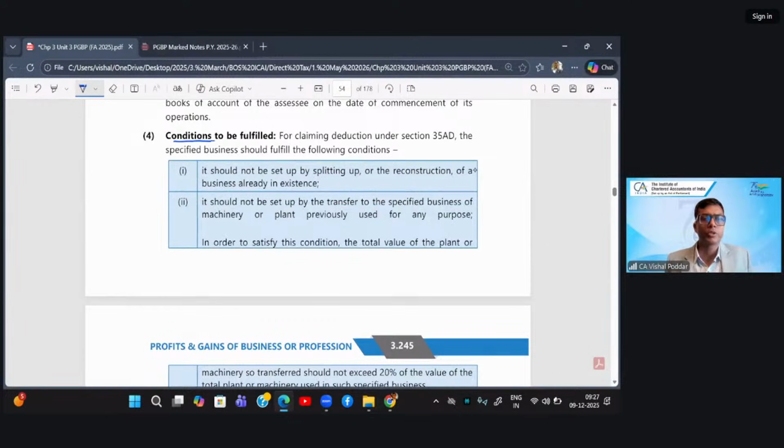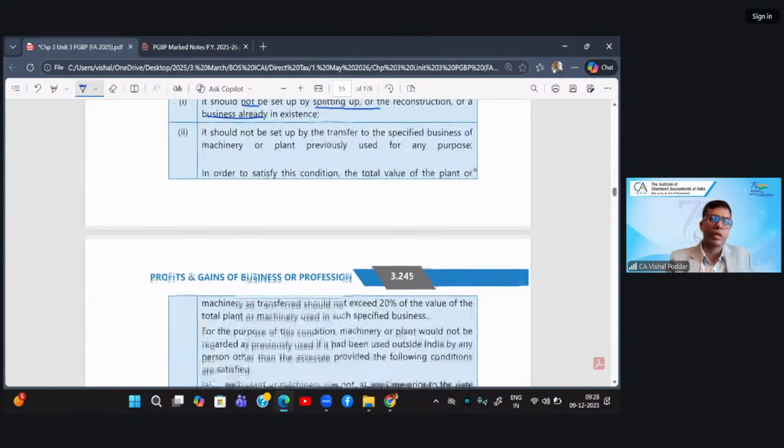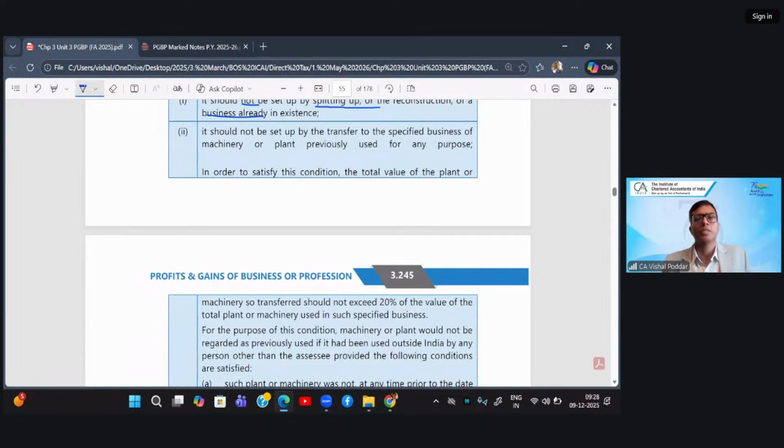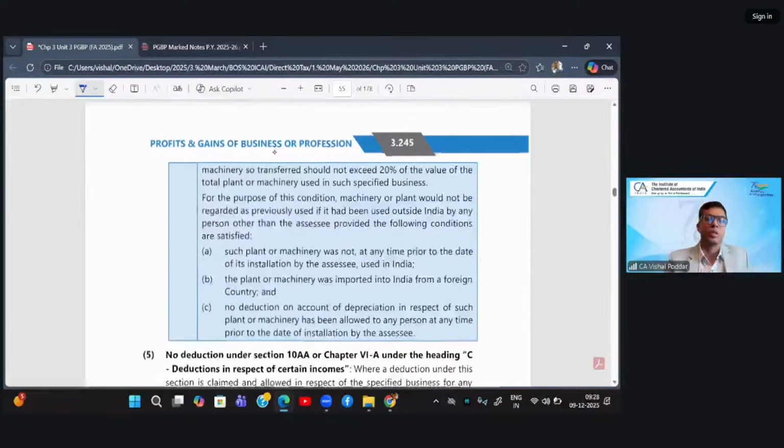Now, what are the conditions to be fulfilled to be eligible for 35AD? First, you should be in the old scheme. That is obvious. Second, your business should be a new business and it should not be formed by merely splitting up of existing business. So in short, you should have started a new business, not taken over anybody else's business. Second, the plant and machinery which you are using in this business should not have been used earlier. Means it should be new plant and machinery.